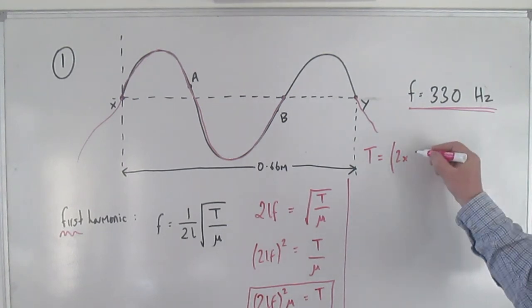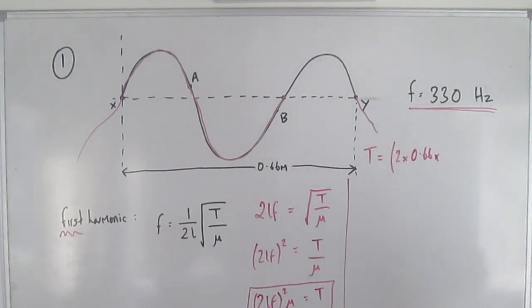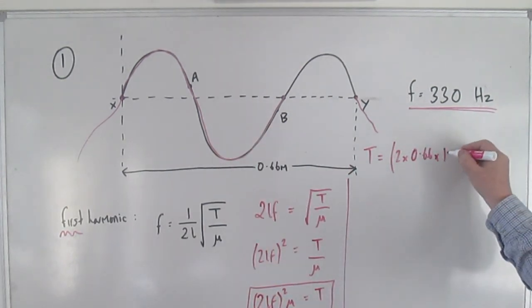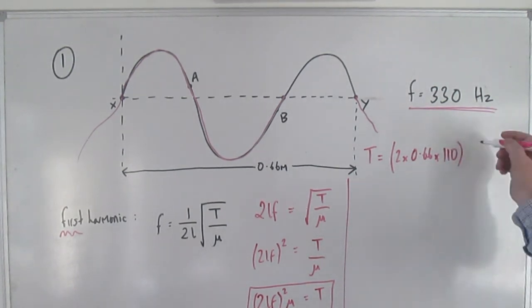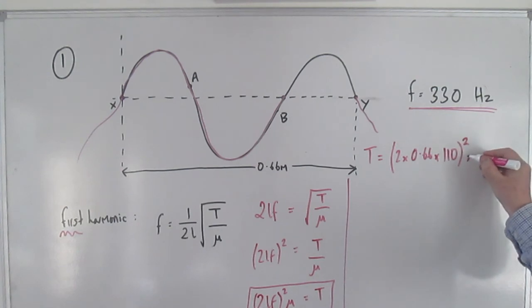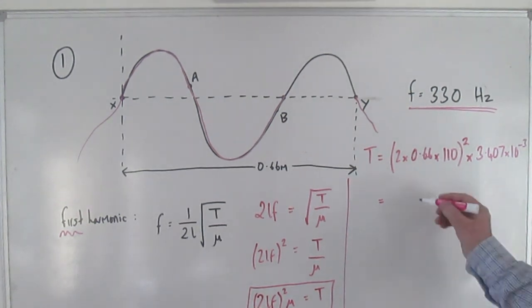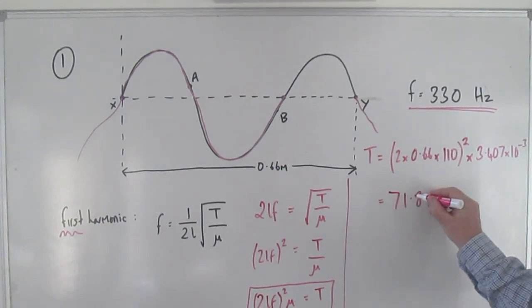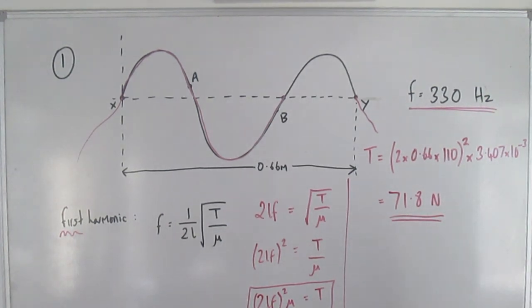So it's 2 times 0.66, the length of the stretched bit where the wave is, times 110 Hertz, which we decided was the frequency for the first harmonic, all of that squared, times mu, which is 3.407 times 10 to the minus 3. If you work all of that out, you get 71.8, and that will be in newtons because it's a tension. And so that's your answer.